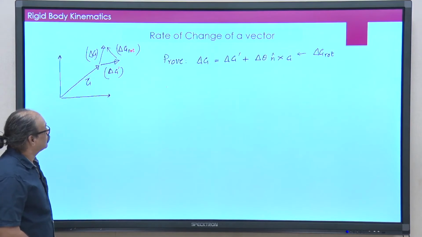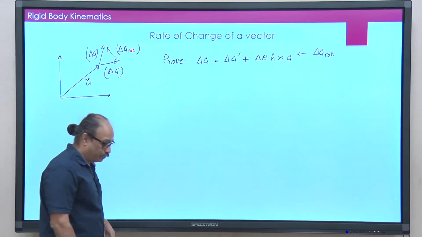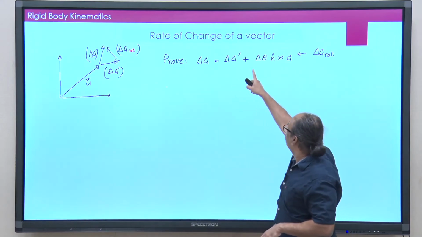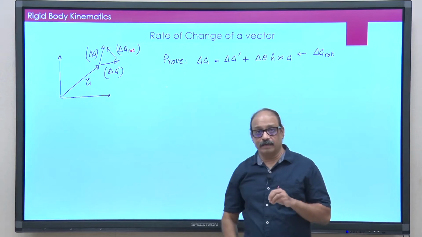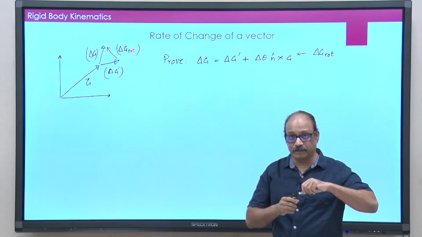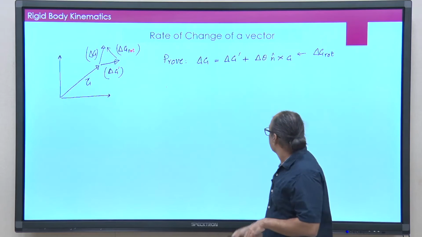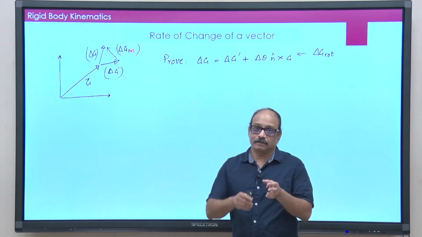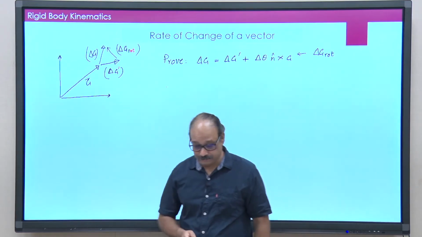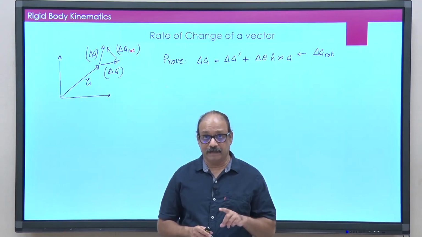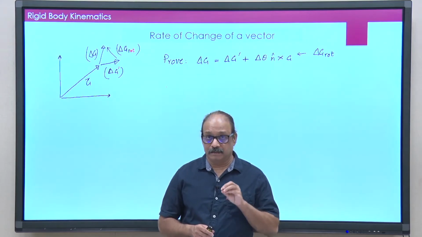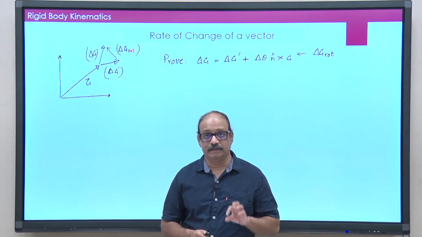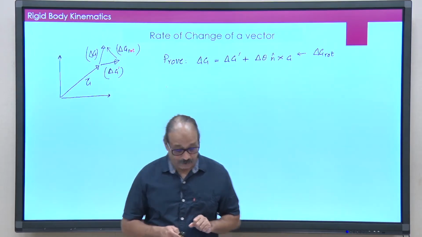So, now the identity that we want to prove is this: delta g is equal to delta g prime plus delta theta n cap, that is the axis of rotation between the two frames, cross product with the g vector itself. So, this is the identity that we want to prove. Delta g prime is the change in the vector seen by S prime frame, delta g is the change seen by S frame.